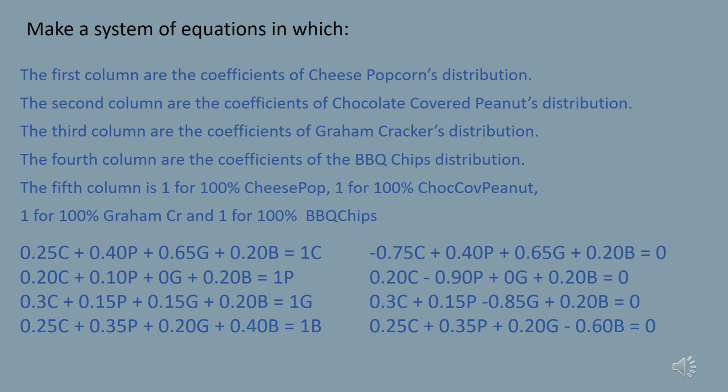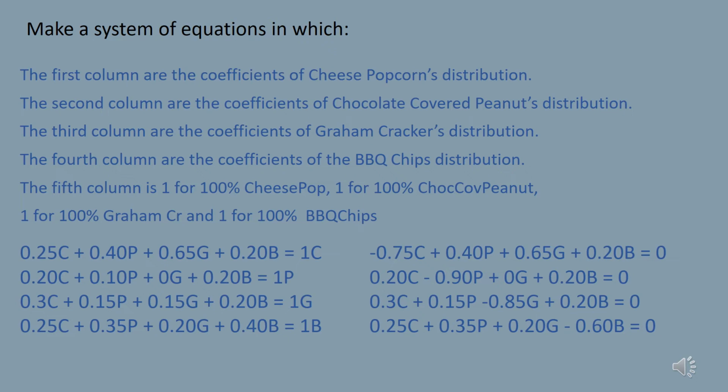So look carefully at my system here: each row is an equation that builds the one full economy. The columns are the percentages of each sector that went into the different sectors. Now, when we solve a system of equations, we want all the variables on one side and constants on the other side. So on the right-hand side of the initial equation, I have 1 times C, 1 times P, 1 times G, 1 times B. So I need to move those variables to the other side.